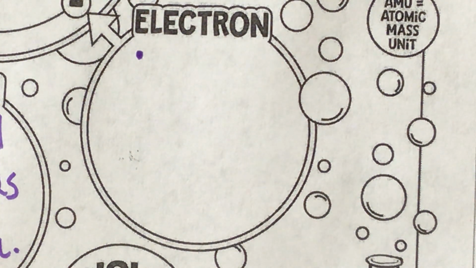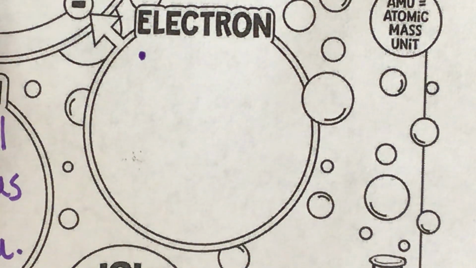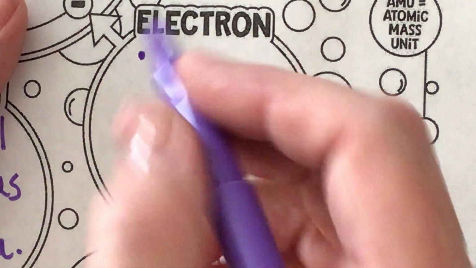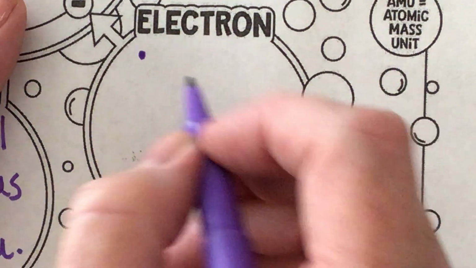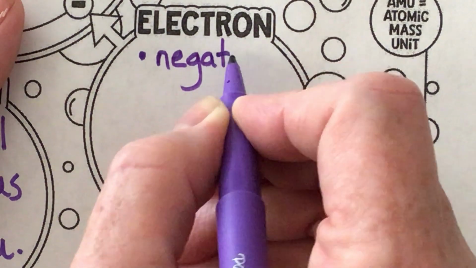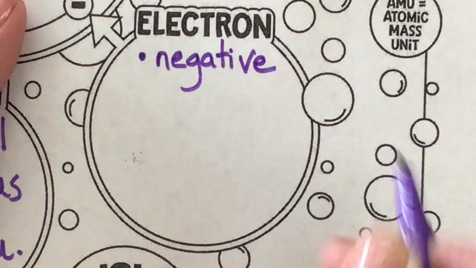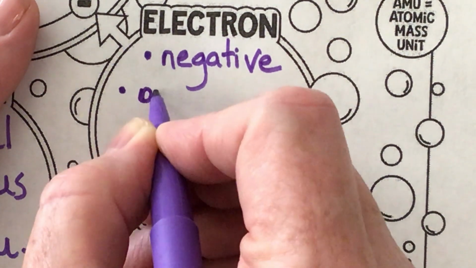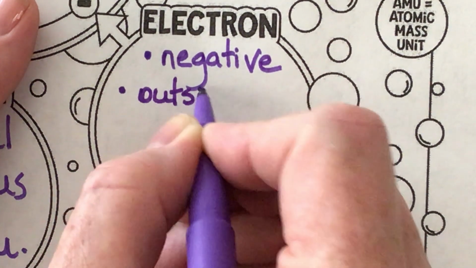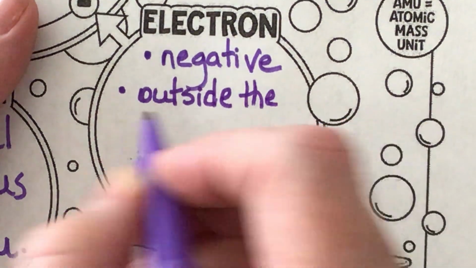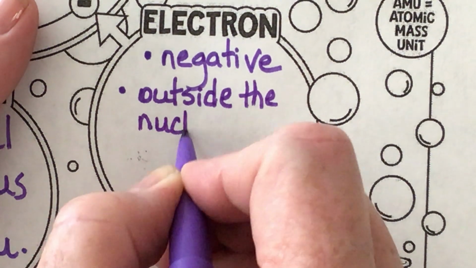Do we allow electrons in the nucleus? No. So we will not allow electrons in this classroom. We'll only have protons and neutrons. All right, this classroom being the nucleus. So we're going to put negative. So they are negative. They are outside. Are they ever allowed in the nucleus? No. Thank you. Never. Never.